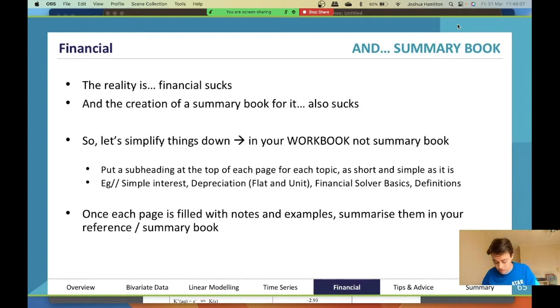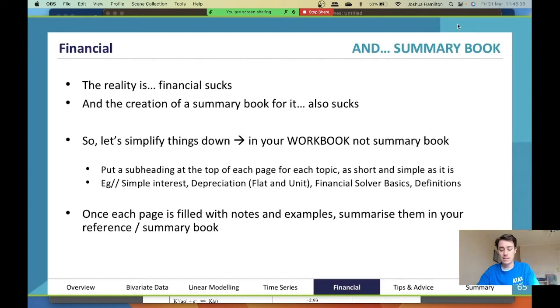And just quickly on the summary book, because I did want to just quickly put this in here. The reality is finance really does suck. It is the hardest section on the exam, period. And you will struggle to get your head around it at the start. That's just what happens with finance. And the reality with the summary book is it also kind of sucks. One of the reasons I really detest the way finance is taught is the way that the textbooks put it out.